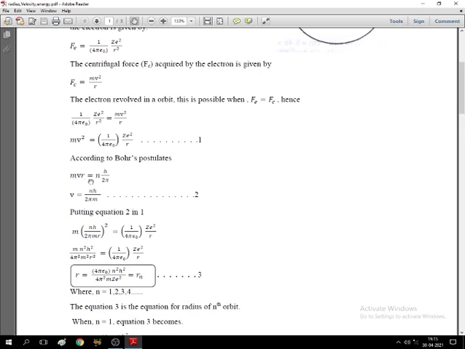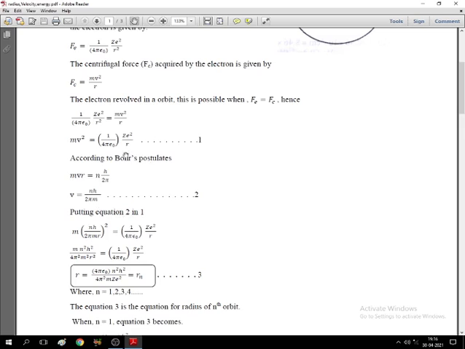mvr is equal to n into h upon 2 pi. Rearrange it for v. v is equal to nh upon 2 pi m r. Actually r is there, if we shift this r, it will be there, right? Putting equation 2 in equation 1.